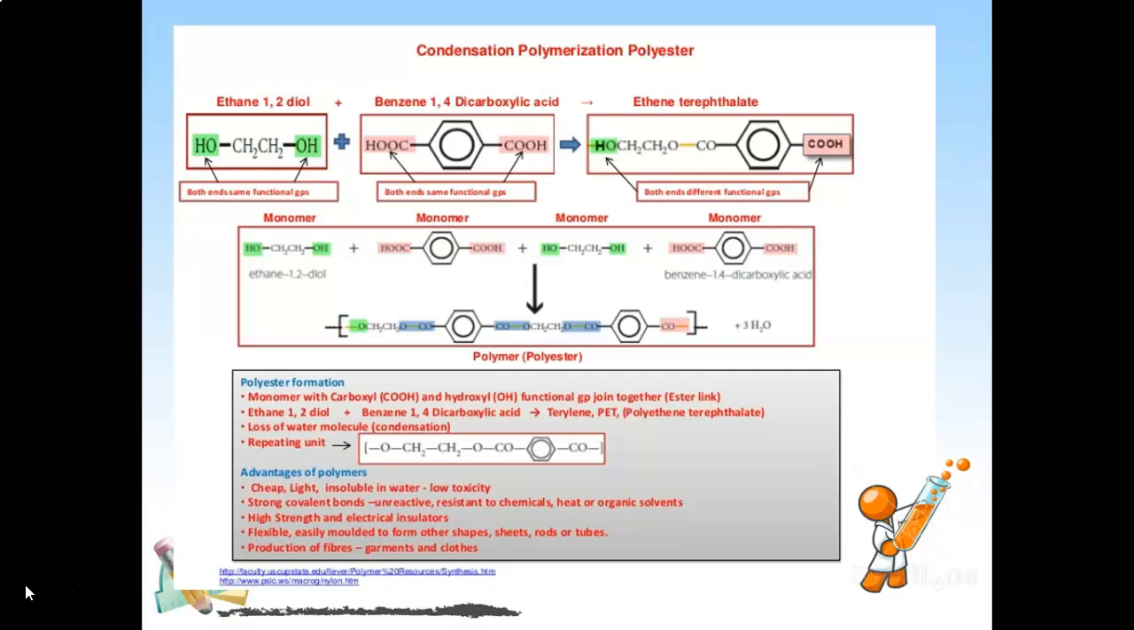Some advantages of condensation polymerization are, first, it is cheap, light, and insoluble in water, which tends to produce a low toxicity polymer. It has strong covalent bonds, which are unreactive and resistant to chemicals, heat, or organic solvents. It also has high strength and is an electrical insulator, flexible, and easily molded to form other shapes, sheets, rods, or tubes. And we use condensation polymerization in the production of fibers for garments and clothes.